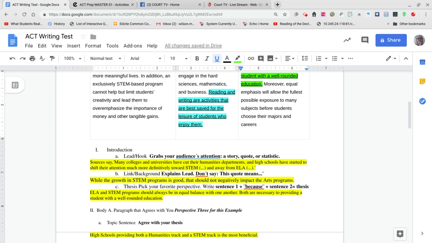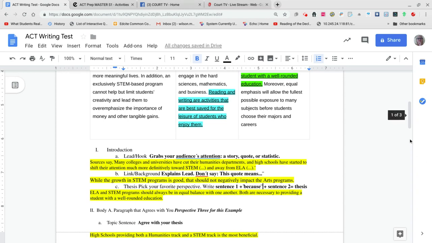Okay, so in the introduction, there is a lead, which some teachers call a hook. So I will include both lead and hook. Link, which some teachers call background, link and background. That just gives background or explains the lead. And the third thing is the thesis. That's the most important sentence in the essay. It's your purpose statement. So lead, link, and thesis. And I might say to you on the test, what is 1C? 1C is the thesis.